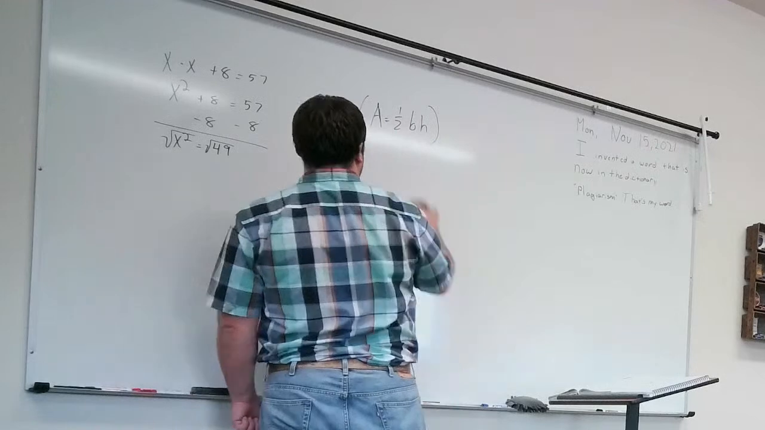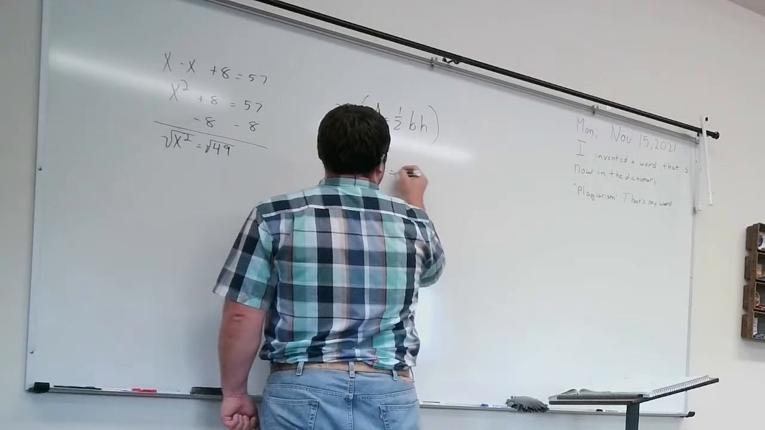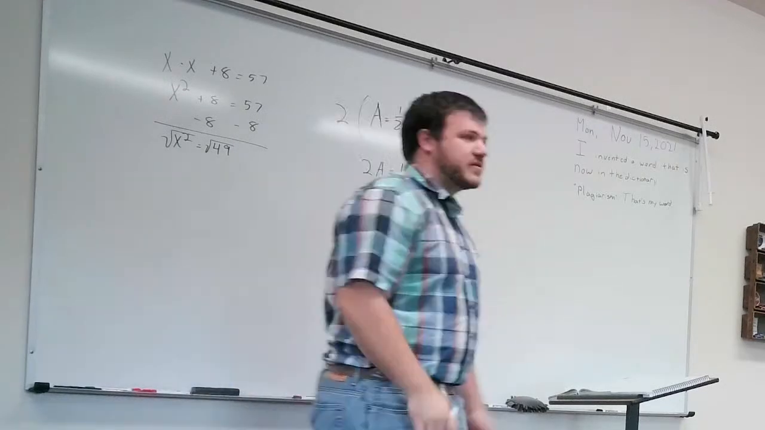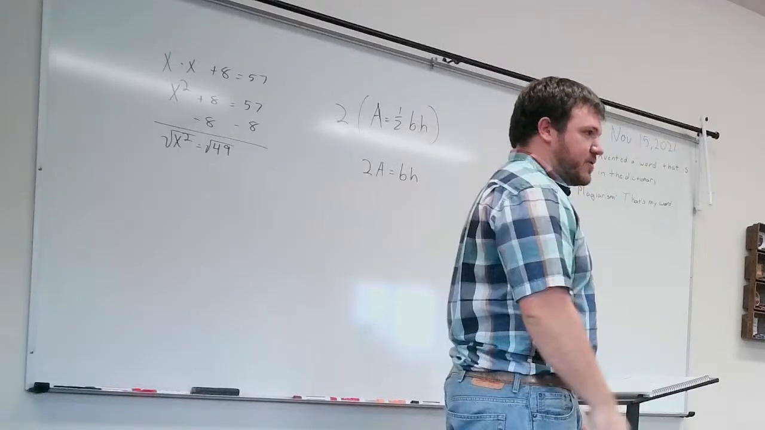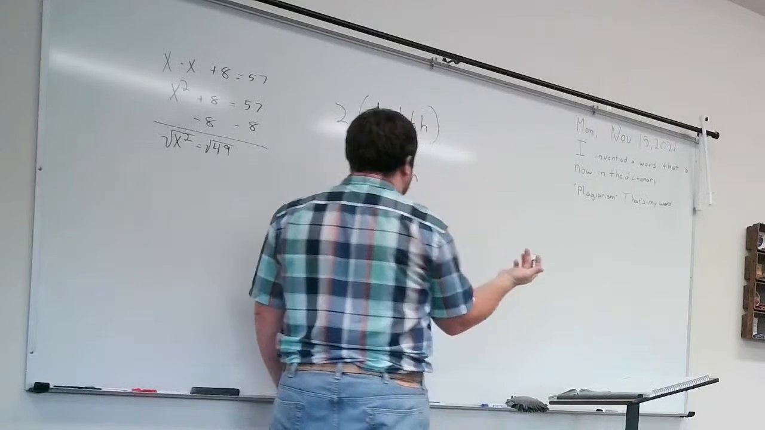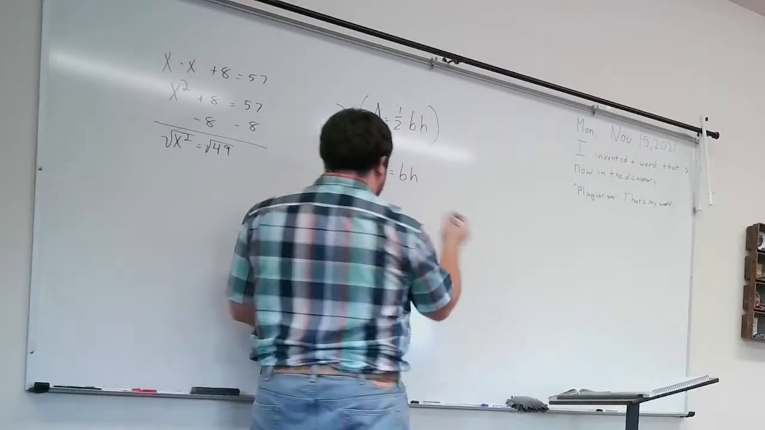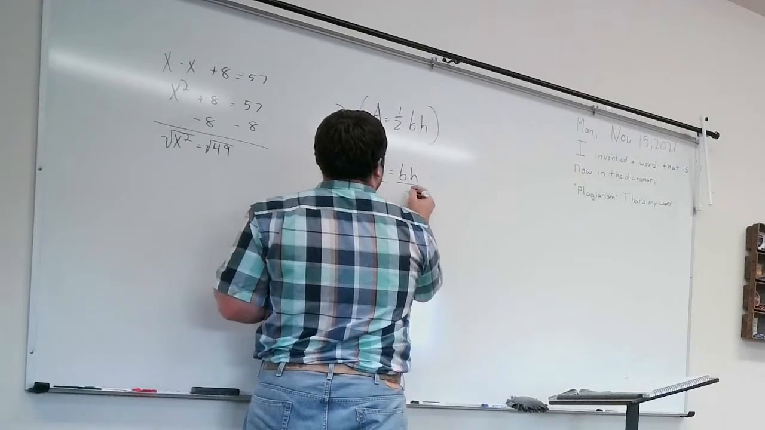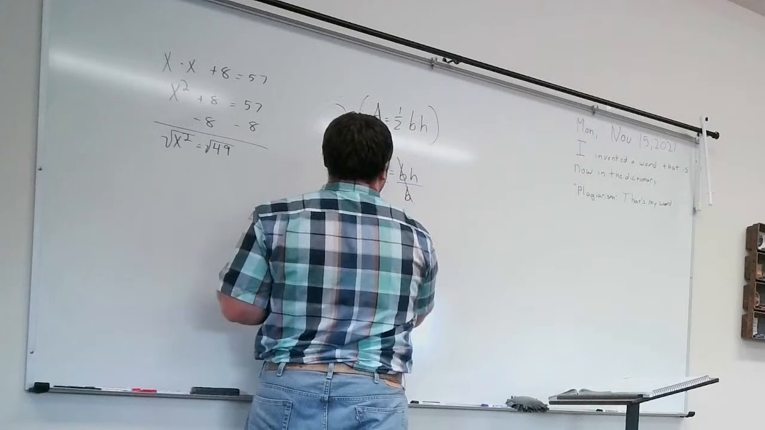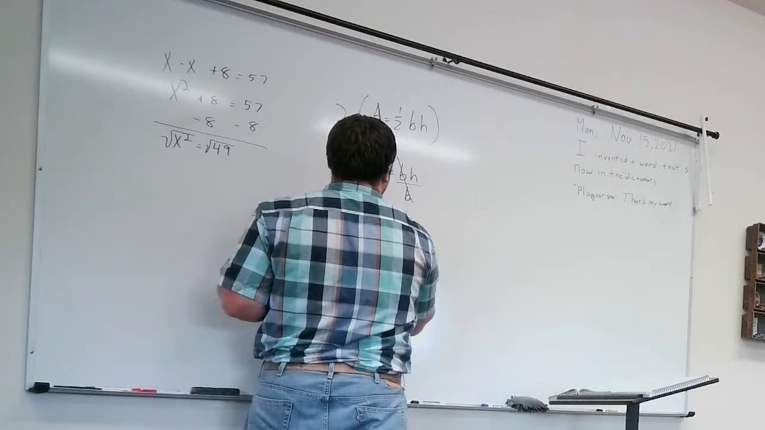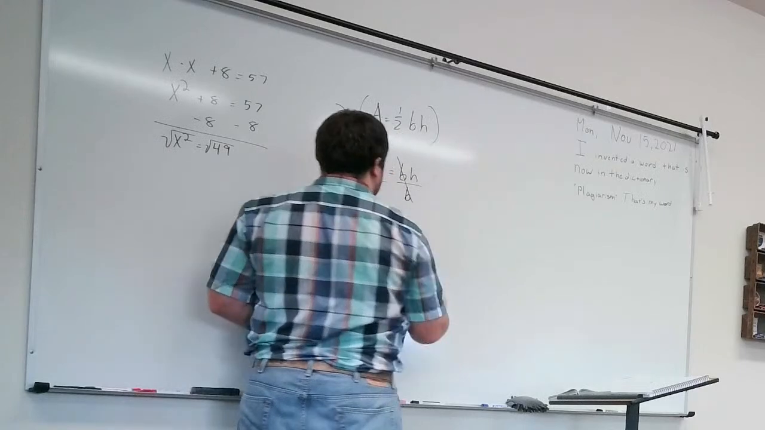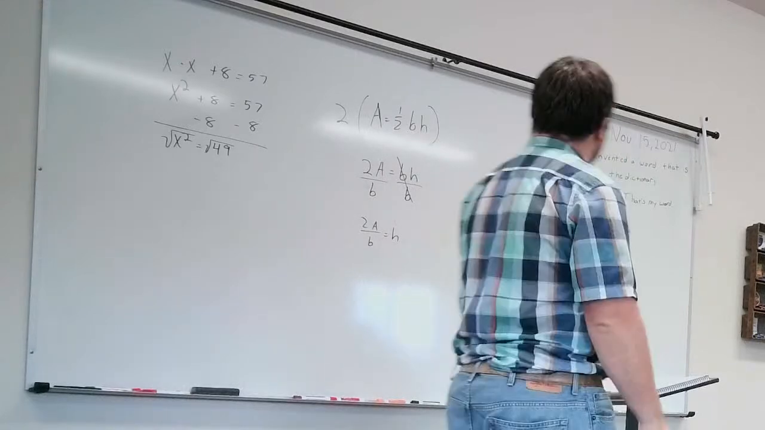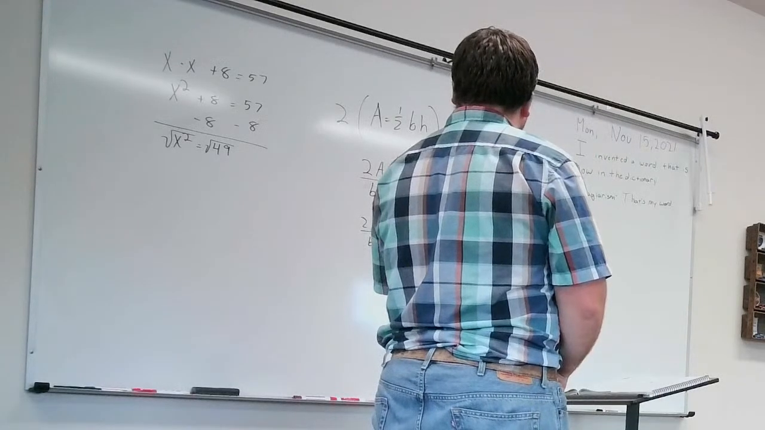So 2A equals BH. That's the first step, right? We're solving for h. So we have 2A equals BH, and now we want to get h by itself, so we divide by b on both sides. So we have 2A over b equals h. There's no math. Still hurts me. I'm sorry.